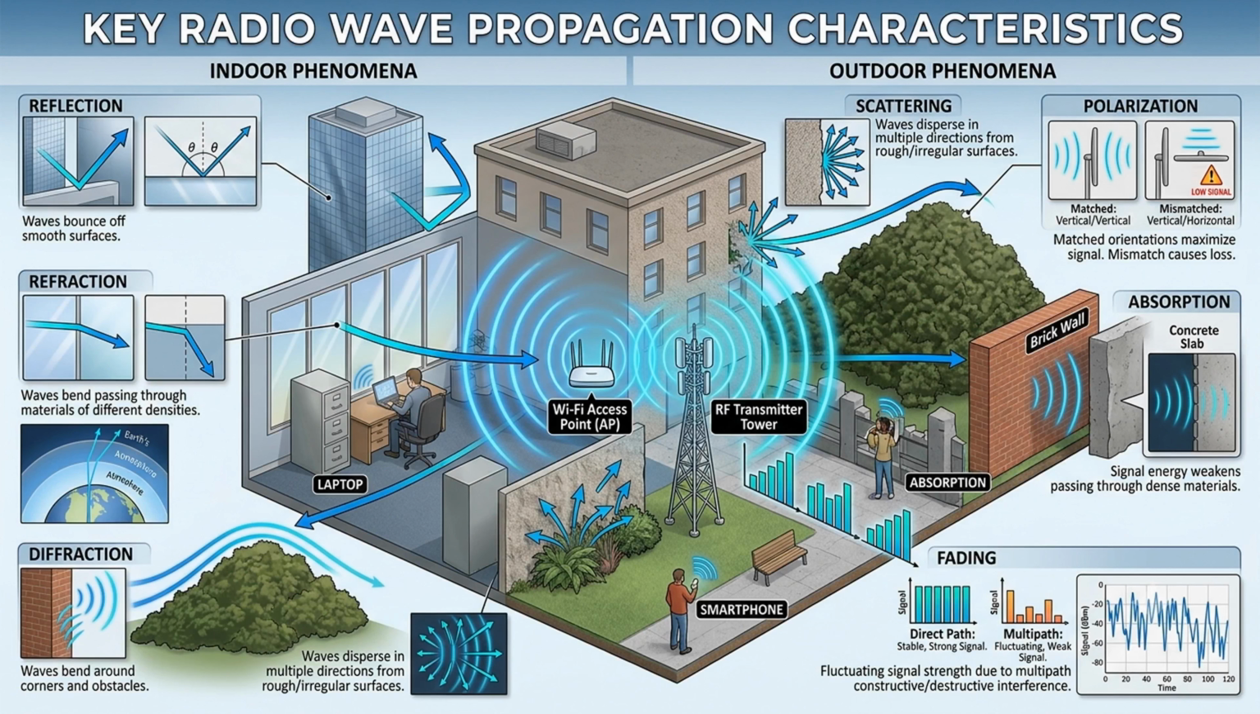Key propagation characteristics such as reflection, refraction, diffraction, scattering, absorption, polarization, and fading determine how signals travel through real-world environments.